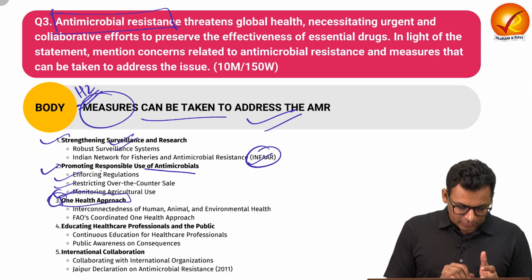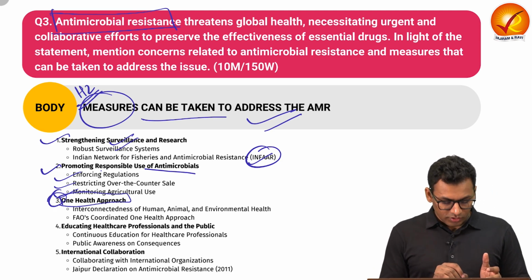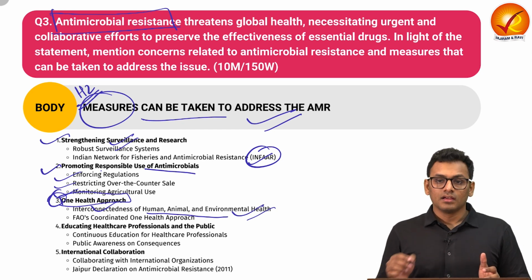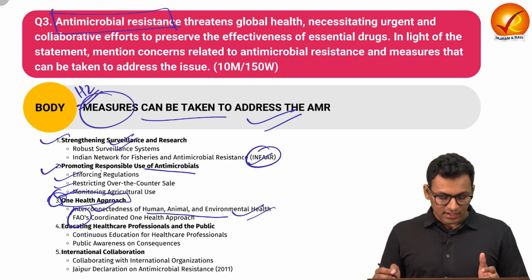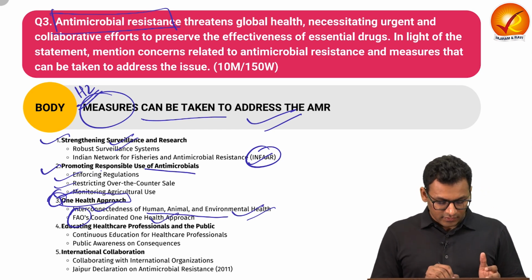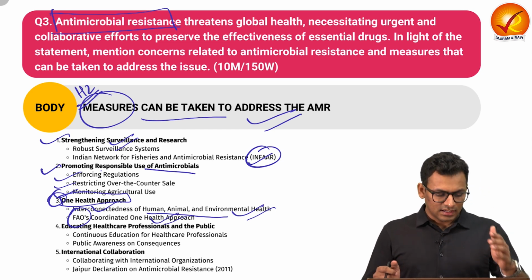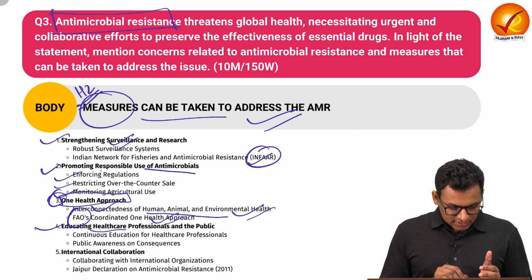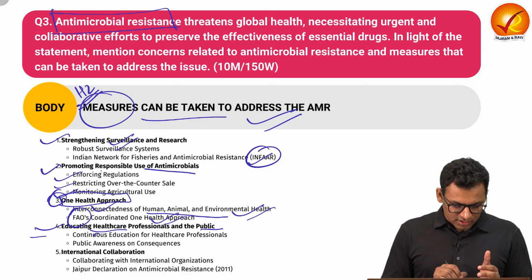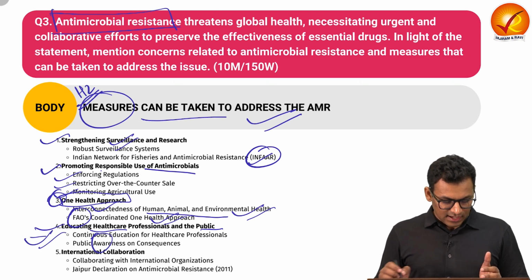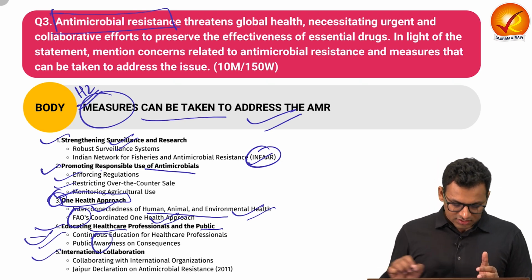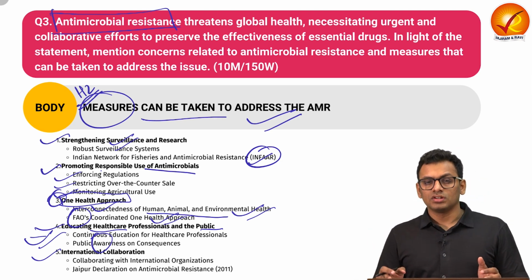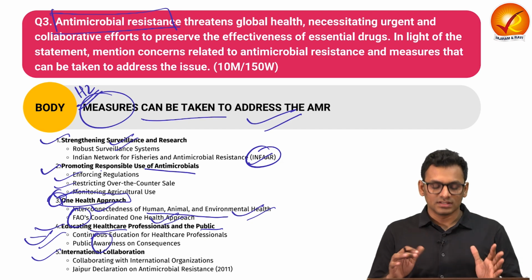Next is the One Health approach. Over here, we are talking about the interconnectedness of human, animal and environmental health. We have seen how the government is pushing towards the One Health approach to ensure that issues of AMR are resolved. Next is education, educating healthcare professionals and the public. Over here, we are talking about awareness. And lastly, international collaboration, collaborating with different countries as well as organizations to tackle this global issue in a holistic way.